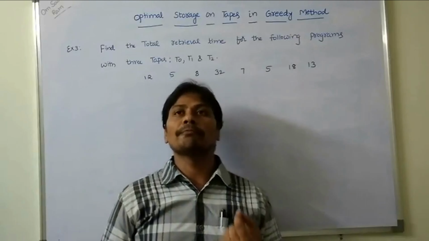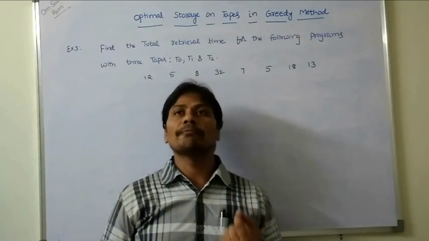T1 and T2. So first program can be assigned to T0 tape, second program can be assigned to T1 tape, third program can be assigned to T2 tape. Next, fourth program can be assigned to T0 tape, fifth program to T1 tape, sixth program to T2 tape, seventh program to T0 tape, and 8th program 32 can be assigned to T1 tape.